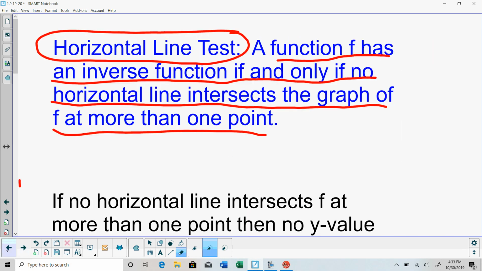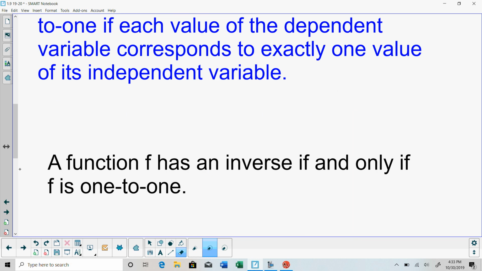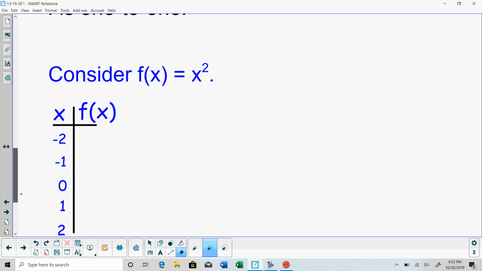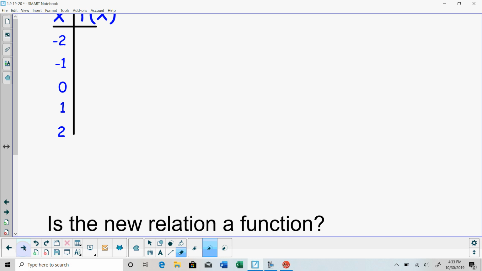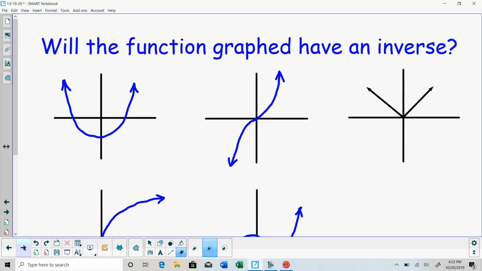All right, let's go back for a second. A function f has an inverse if and only if the function is a one-to-one function. I'm going to skip that. So will the function graphed have an inverse? Let's take a look at these examples. We're going to apply the horizontal line test.